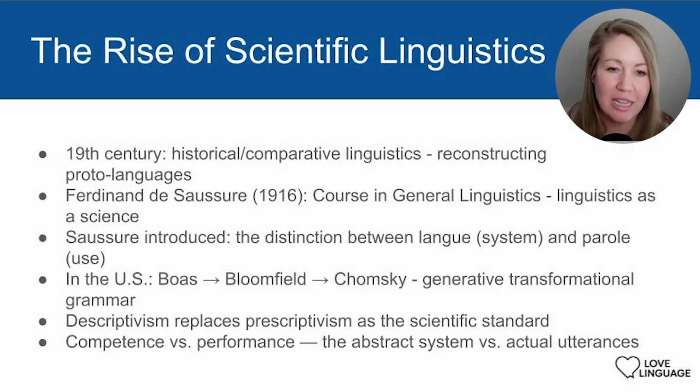And he introduced a distinction that every linguist since has worked with, the distinction between langue, the abstract system shared by a speech community, and parole, the actual individual utterances people produce. And if that sounds familiar, it should. Chomsky's later distinction between competence and performance is essentially the same idea, reframed with a generative model.